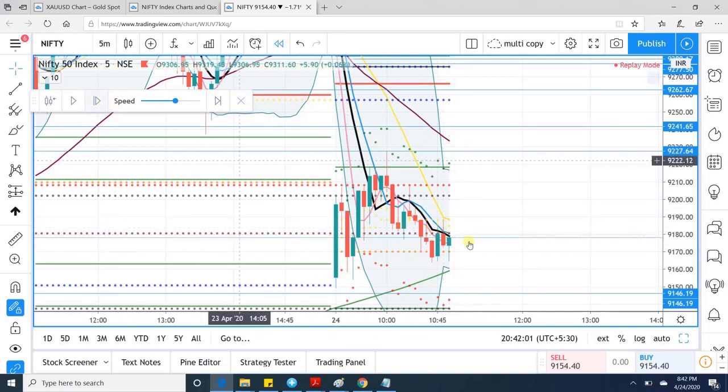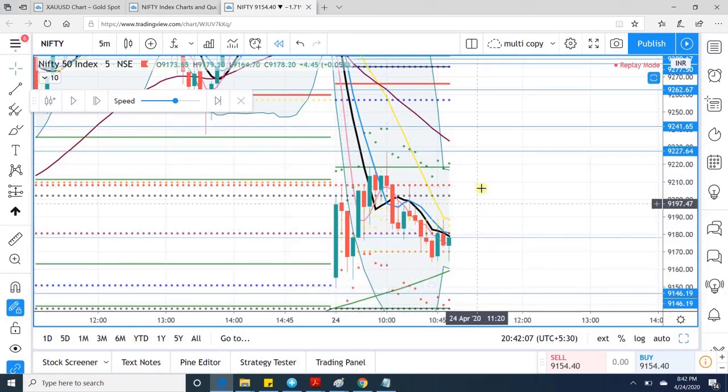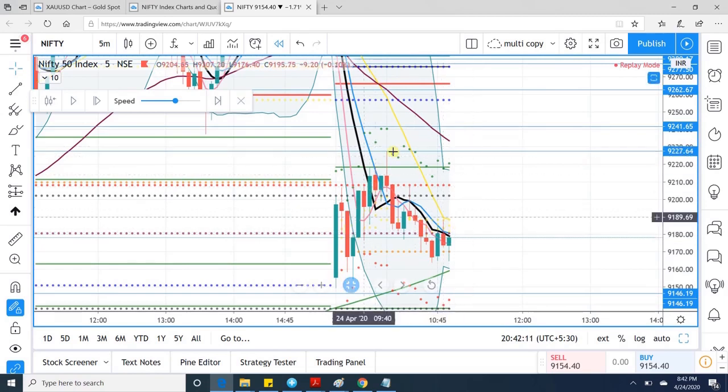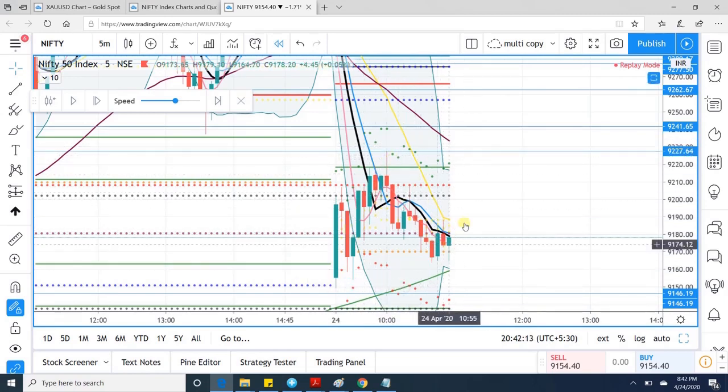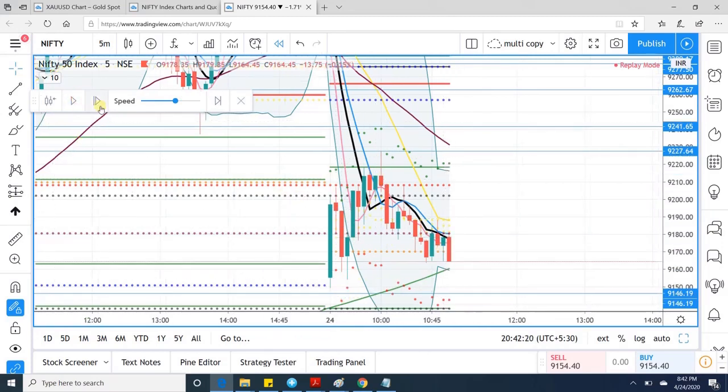Now let us forward again. Since again the range of the day is not broken, this is the upper end, this is the lower end. So if you want to take a trade longer than a scalping, it's not on right now, because it has to move out of this range. It's a range bound market right now. Let me forward again.